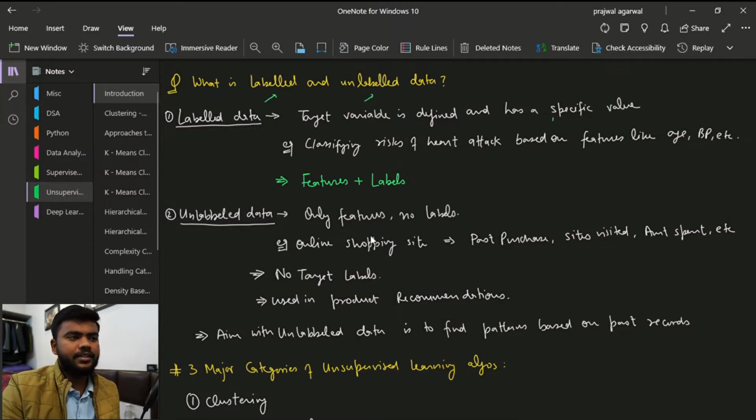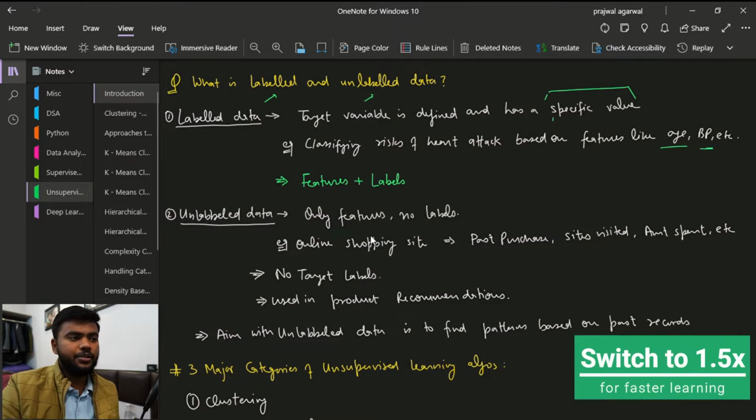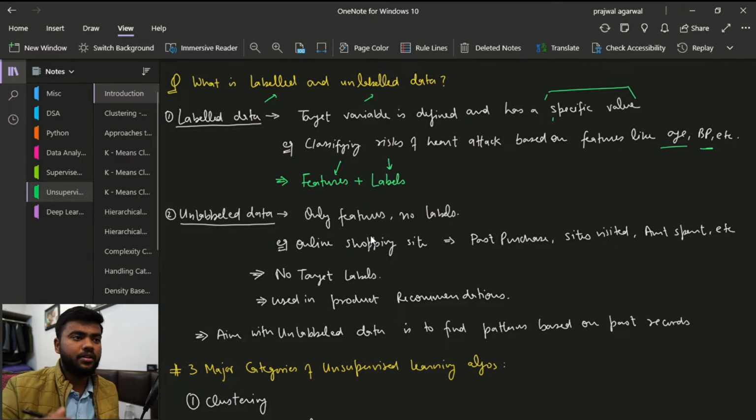The labeled data is when the target variable is defined. The target variable is defined and it has a specific value. So for example, classifying the risk of heart attack based on features like age of a person or BP of a person. So basically we have features and also we have labels. We know how the output is going to look like. That is what we call the labeled data.